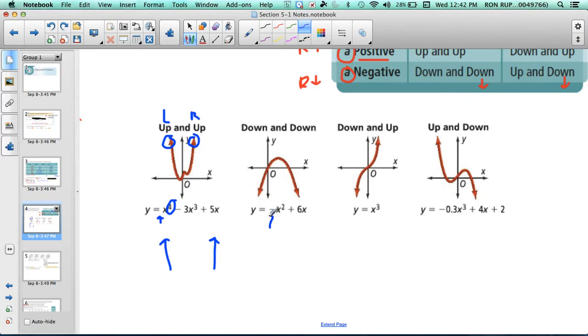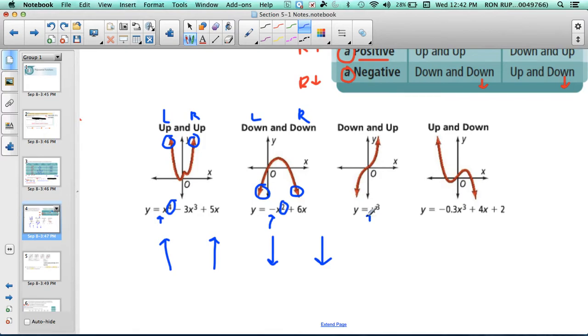Here, the a value is negative. So that means my right side is going down. My degree is 2, meaning my left side will be just like my right side. Down and down. And you can see that graph is down and down.